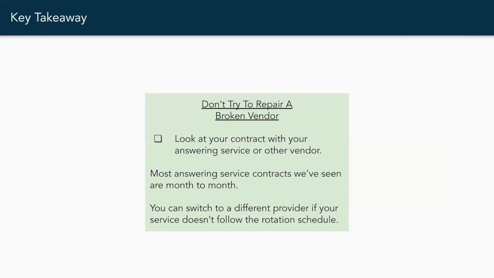Our takeaway is just, don't try to repair a broken vendor. Look at your contract with your answering service or other vendor. Most answering service contracts that we've seen are month to month. And you can switch to a different provider if the service that you currently have doesn't follow your rotation schedule.